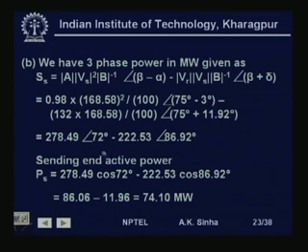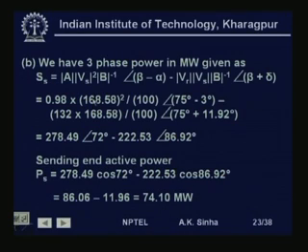For calculating the real part, we take the cos of these angles, and for reactive power we take the sine of these angles. So, Ps is equal to 278.49 cos 72 minus 222.53 cos 86.92, which comes out to be 86.06 minus 11.696, that is the sending end real power is 74.10 megawatt.